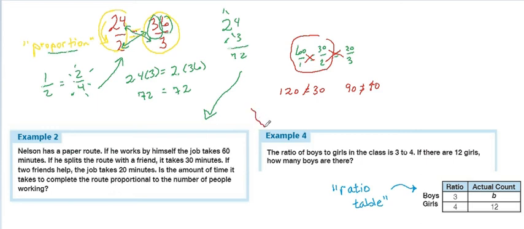We can use it also when we're missing a value. The ratio of boys to girls, so boys on top, girls on the bottom, in the class is 3 to 4. Okay? Boys over girls is 3 to 4. Sometimes it's good to show this part so you have the top and bottom right. If there are 12 girls, we're trying to form a proportion here, how many boys? So this is the unknown. Let's just keep the variable b.